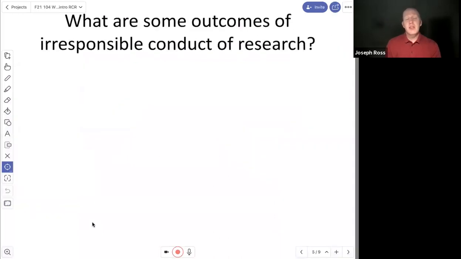Okay. So again, this is the introduction week to responsible conduct of research. So it's important to think about what are some outcomes, what are reasons that it's not good to conduct irresponsible research? Why should we care about preventing it? Like the previous slide, we're all responsible for trying to observe unethical research and to report it so that it doesn't happen. Why is the big question?